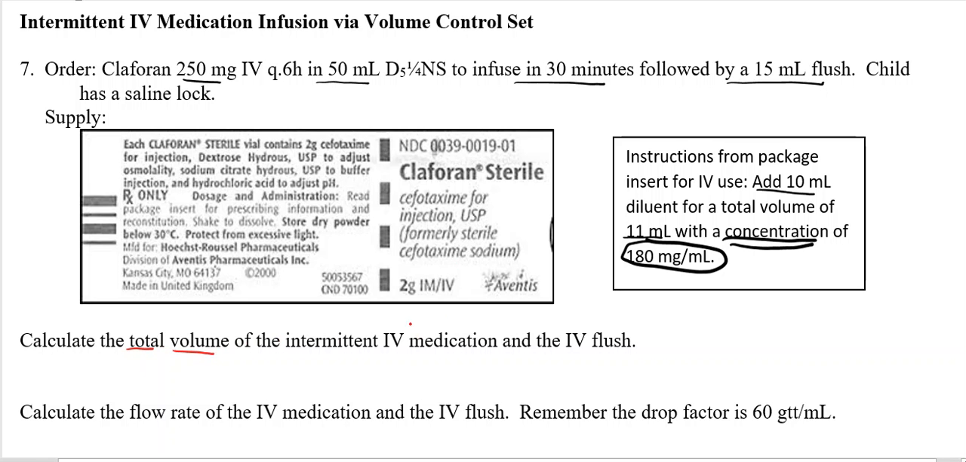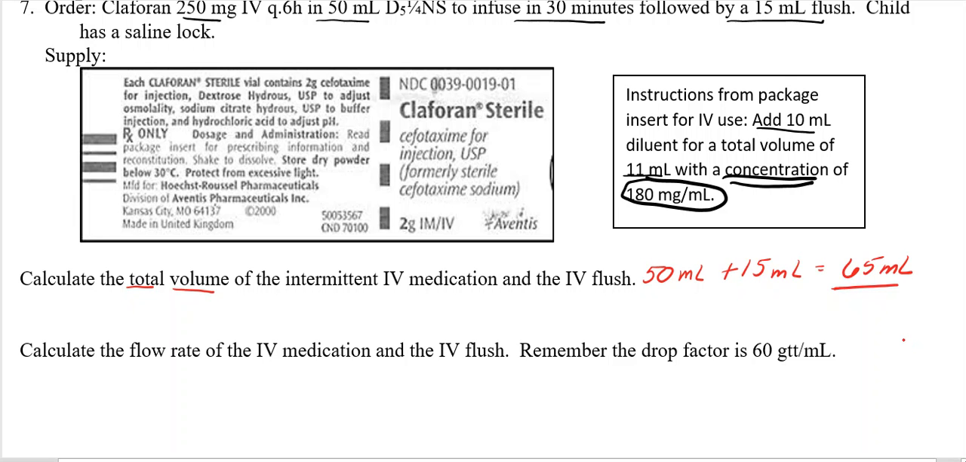But the first thing we want to do is calculate the total volume that we're going to have for the intermittent IV medication and the IV flush. So we have 50 milliliters for the IV medication, and then we have 15 milliliters for the IV flush, which gives us a total of 65 milliliters. We use this amount to calculate our drop factor because all the fluid has to go through in a 30-minute period.